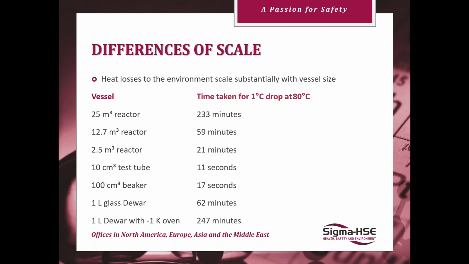And then at our lab scale, we might start doing these reactions in, say, a 100 ml beaker. The time it would take for that system to drop 1 degree would be just 17 seconds. You might not even notice it or measure it on your temperature profile. And then we come back to the example at the bottom, a 1 liter Dewar with less than 1 Kelvin oven. This is looking at an adiabatic test, which matches up quite well with the 25 cubic reactor. You're on the same order of time there, 245 minutes.